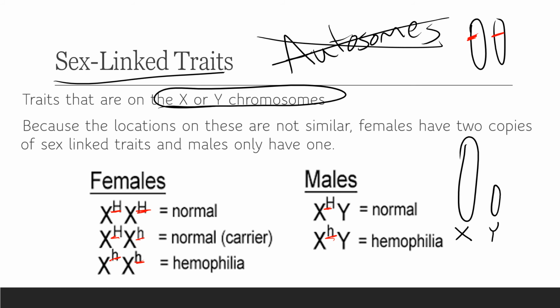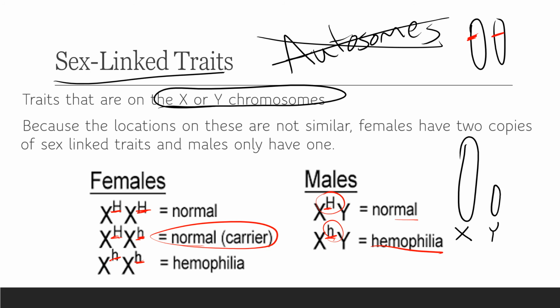So you can see here, a woman who's heterozygous for this trait, a capital H and a little h, can still be normal. Whereas a male only has 1 copy, so if he gets that 1 trait that's recessive, he has the phenotype. We can see this with hemophilia, meaning your blood does not clot. In order to have normal blood, you have to have the dominant trait. So males with the dominant trait on the X chromosome will have normal blood.